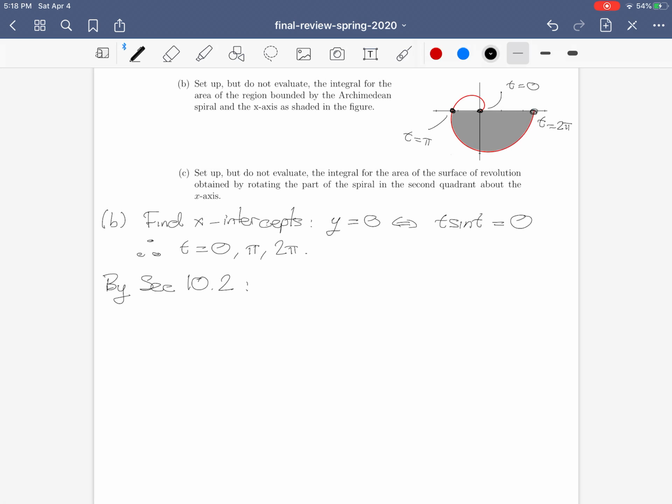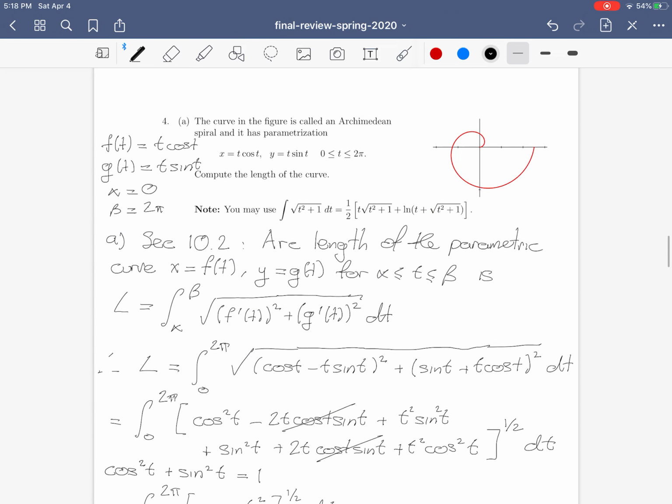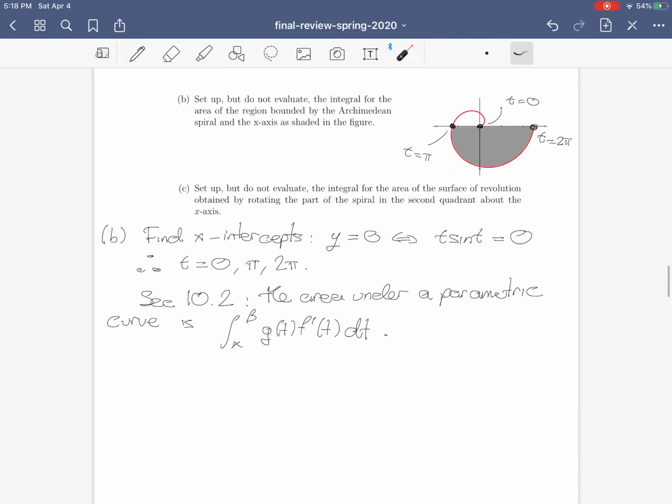So now we can go back to section 10.2 of the lectures, and the specific result here that we need says that the area under a parametric curve is the integral from alpha to beta of g of t f primed of t dt. If you have a parametric curve written in this general form that I've written here on the previous page, the area under that curve is given by this formula here.